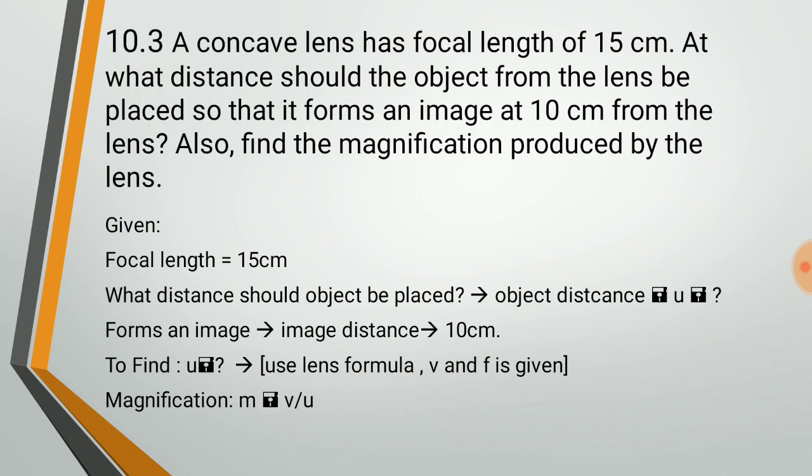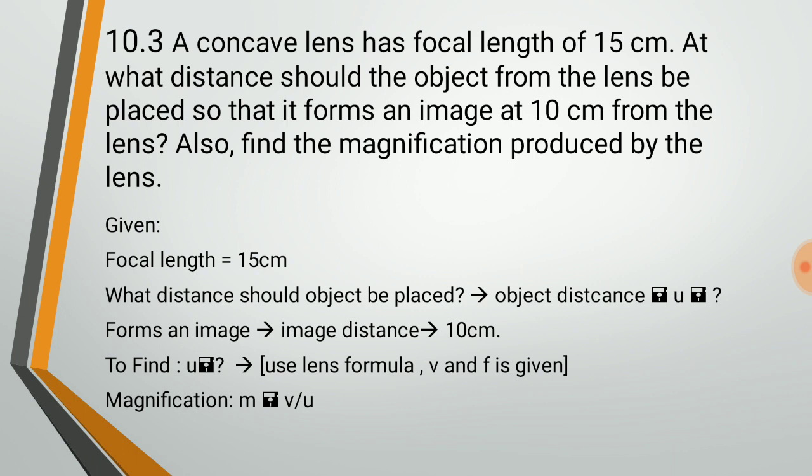This is the first example which is given in our book after the sign convention of lenses topic. With all the formulas, I am not going to work out the problem, but I will give you a hint of how to work it out. The concave lens has a focal length of 15 centimeter. So focal length is given as 15 centimeter. At what distance should the object be placed from the lens? That means they are asking you to find the object distance, that is u.